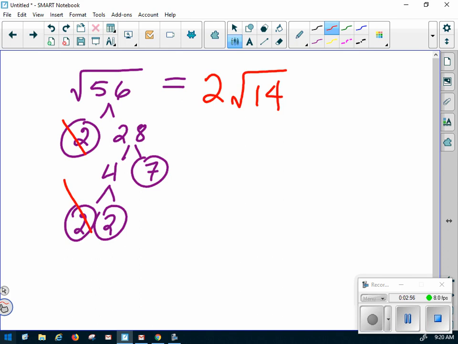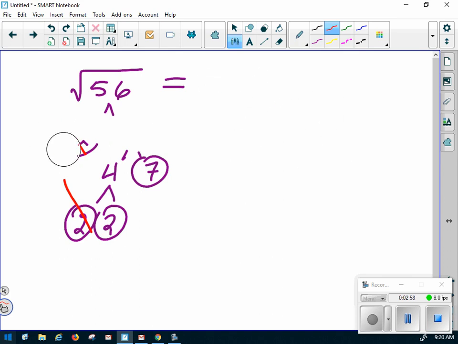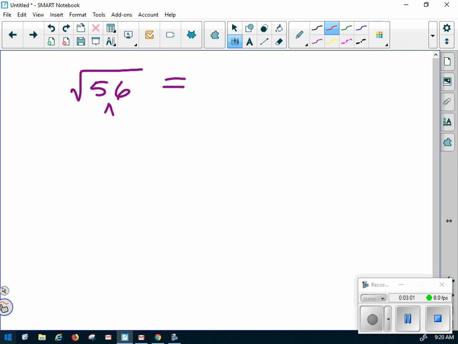What if I asked you, what's the cube root of 56? Now, remember, a cube root means what can I multiply by itself 3 times? So what's the cube root of 8? 2, because 2 times 2 times 2 is 8. What's the cube root of 27? Let's write these down.